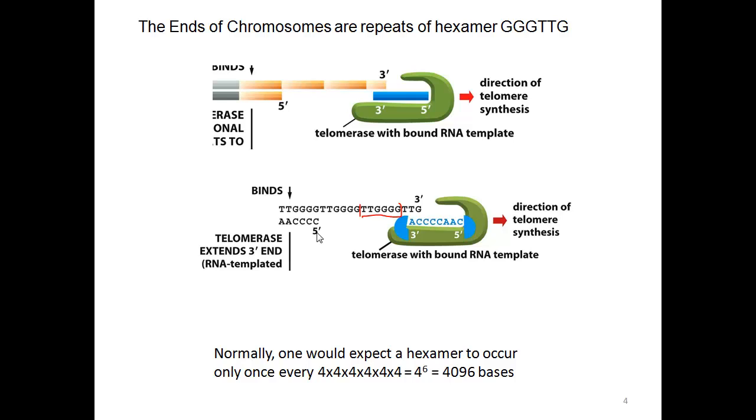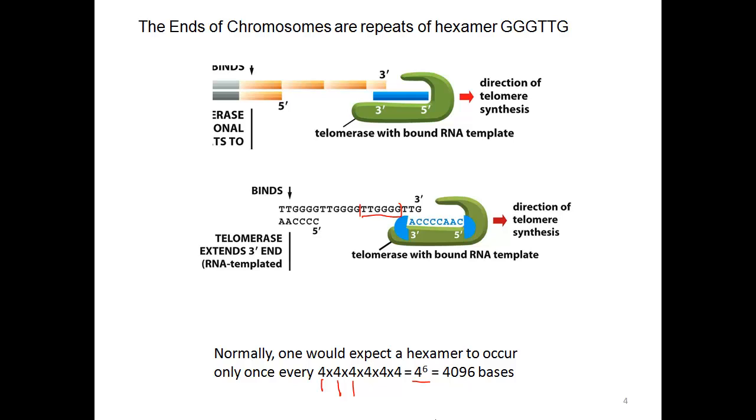Now, one thing to consider is how frequently would you expect a repeat to occur? How often would you expect a hexanucleotide to repeat by chance? Since you can have 4 bases in any position, you can have 4 bases at position 1, 4 bases at position 2, 4 bases at position 3, and so on. For a hexamer, that would be 4 raised to the 6th power. So you would expect any particular hexamer to occur only once every 4,096 bases.